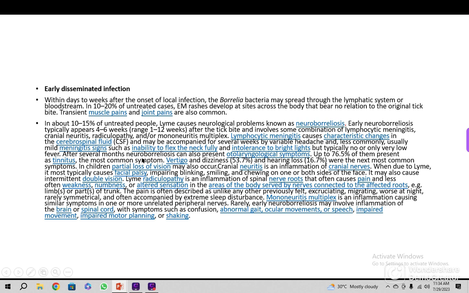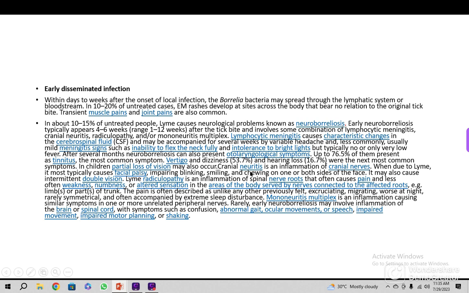After several months, neuroborreliosis can also present with otolaryngological symptoms, that is, the throat and the ears are involved. Up to 76.5% of them present with tinnitus, so it is one of the causes of tinnitus. The most common symptoms other than tinnitus are vertigo, dizziness and hearing loss, as revealed by the patient himself or by audiometry, were the next most common symptoms. In children, partial loss of vision may also occur.